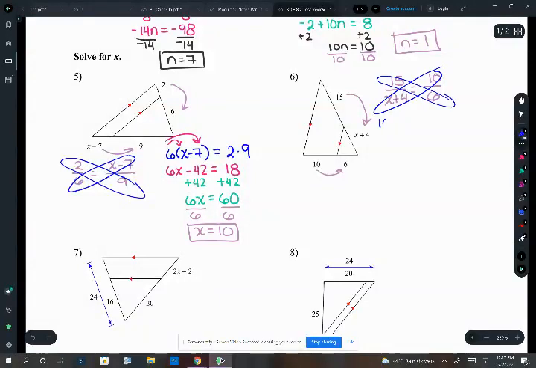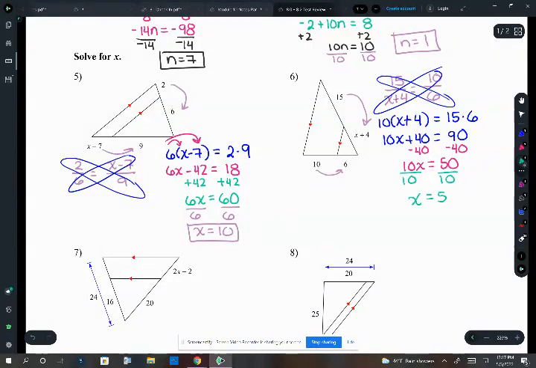So again, we're going to go 10 times x plus 4 is equal to 15 times 6. And so 10 times x is 10x, 10 times 4 is 40, 15 times 6 is 90. And then we're going to get rid of the 40 by subtracting, because we're always going to do the opposite operation. So 90 minus 40 is 50. And then to get rid of the 10 next to the x, we're going to divide. And so we get x is equal to 5.